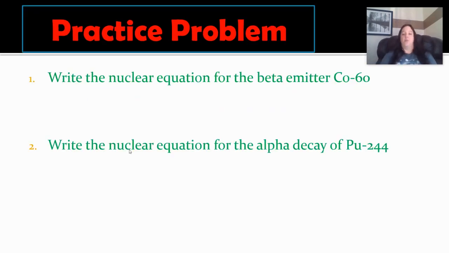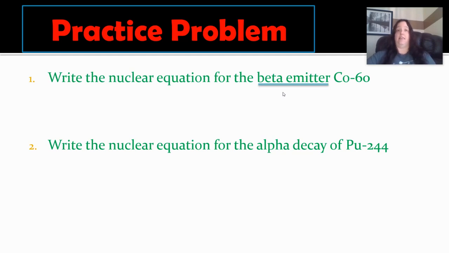So let's do a couple practice problems. We'll do the first one together, then I'll have you guys try the second one, and then I'll show you the answer. So the question says, write the nuclear equation for the beta emitter cobalt-60. That's a capital C, lowercase o. And this is a dash, not a negative. So this is going to be the mass number, my top number. It's telling me it's going to be a beta emitter. So I know the type of decay. It's going to be beta.